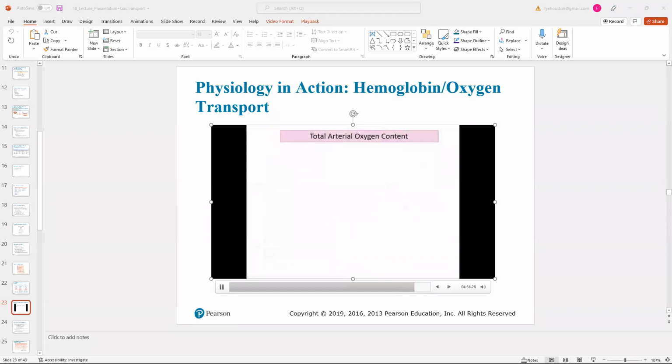In summary, the total amount of oxygen that is carried in the blood is equal to the amount dissolved in the plasma plus the amount carried on hemoglobin. The amount carried on hemoglobin depends both on the hemoglobin content of the blood, but also on the percent saturation of the available binding sites. Percent saturation of hemoglobin, as you've learned in this video, is determined by the PO2 of the plasma.